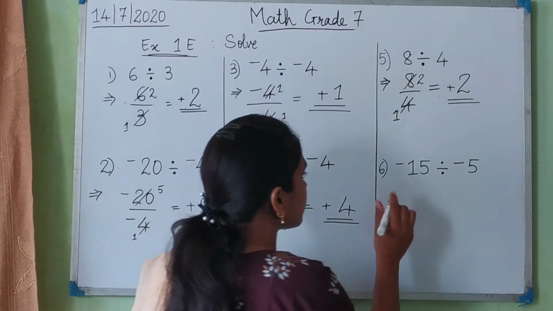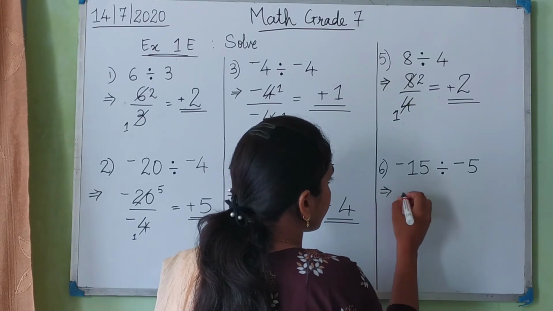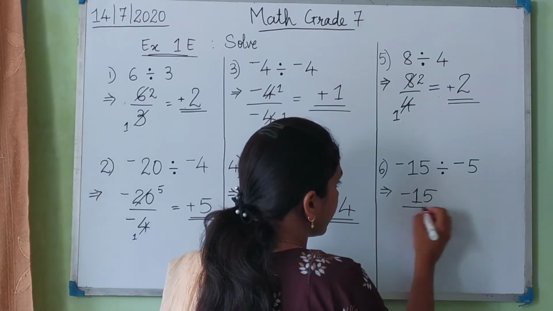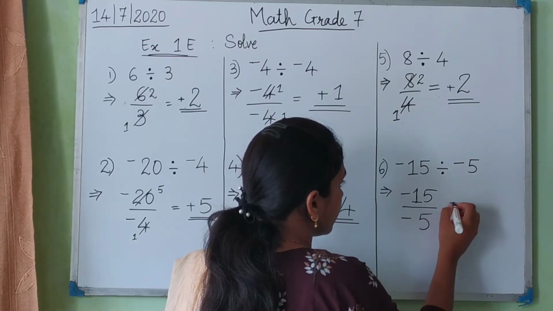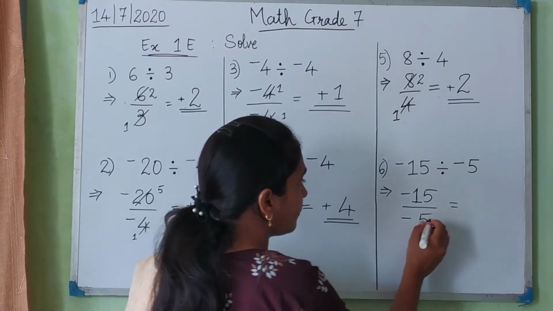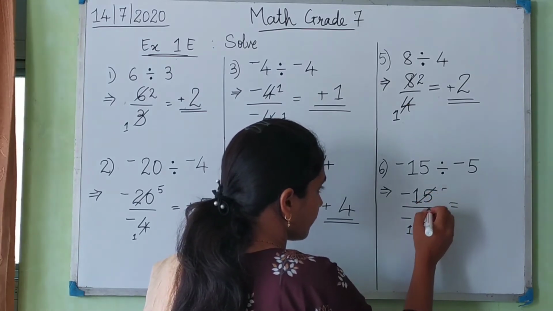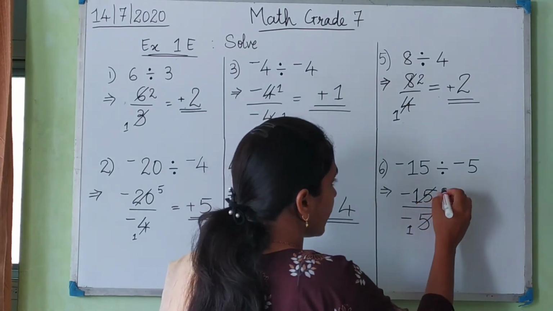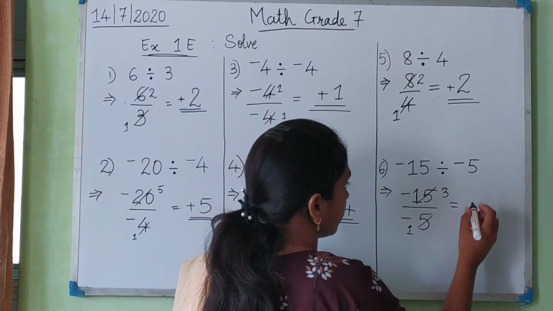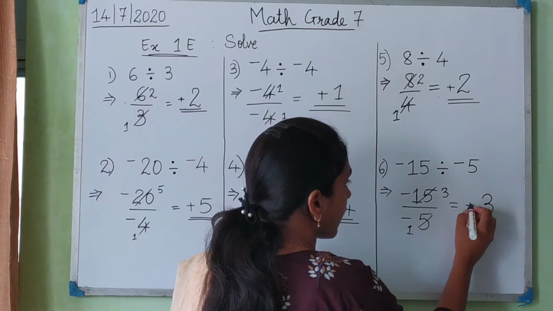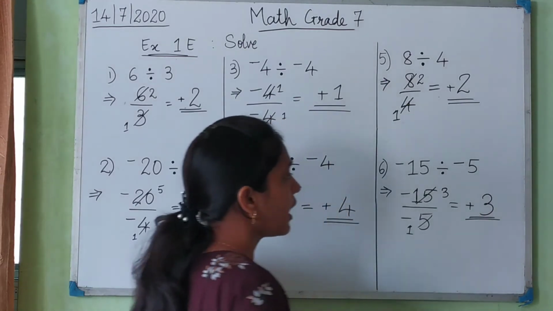Okay, now the last one, minus 15 divided by minus 5. Okay, so how much is 15 divided by 5? 5 ones are 5, 5 threes are 15. Okay, so the answer is 3 and both are negative, so the sign of the final answer is positive.